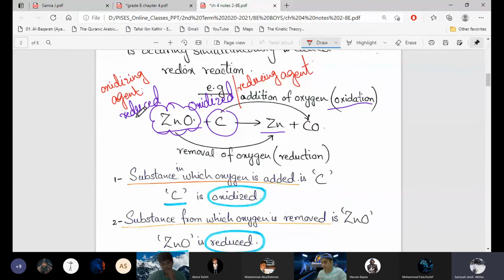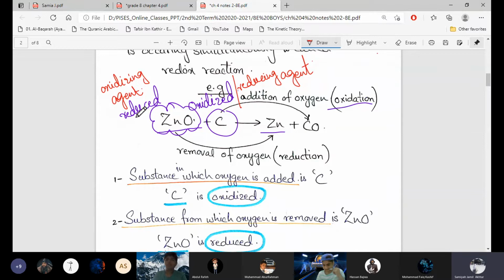This is the reason for being reduced. Okay, zinc oxide is reduced because it is losing oxygen. But it is an oxidizing agent because it is adding oxygen to the other. Zinc oxide is giving its oxygen to carbon. That's why it is an oxidizing agent.